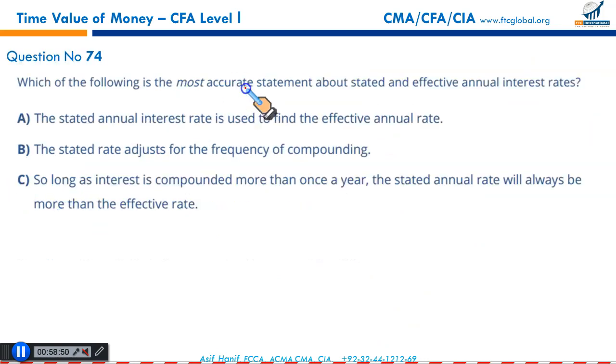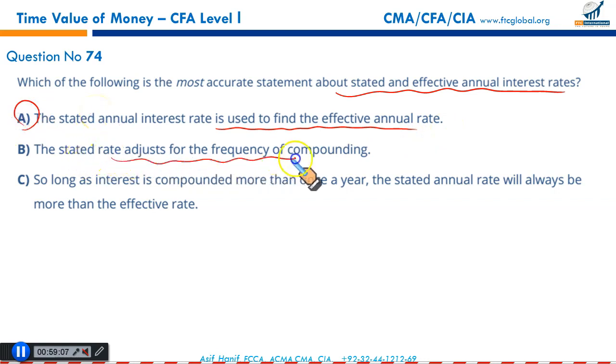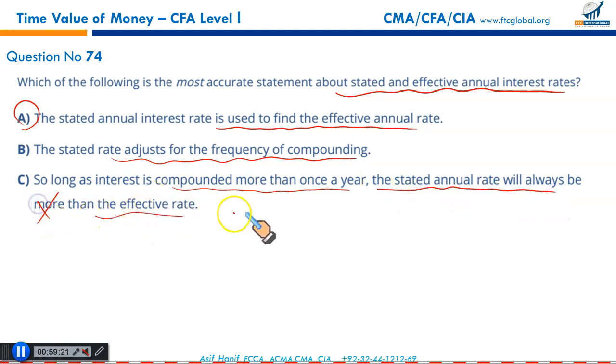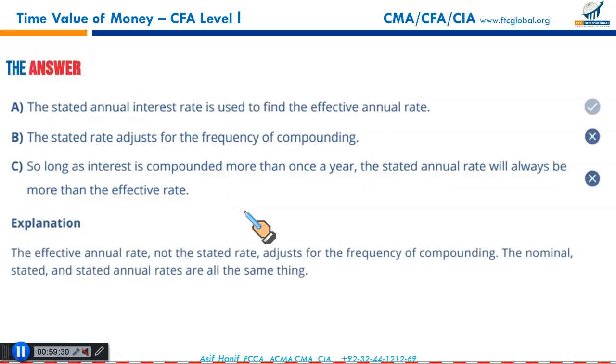B it is. Which of the following is the most accurate statement about stated and effective annual interest rate? The stated annual interest rate is used to find the effective annual interest rate. Yes, we use APR to calculate effective rate. Look no further, that's your right answer. The stated rate adjusts for frequency of compounding. No, effective rate adjusts for frequency of compounding. This is incorrect. So long as interest is compounded more than once a year, the stated annual rate will always be less than the effective rate. This we have just discussed a little while earlier. When the frequency of compounding increases, your effective rate goes up. A is the right answer.